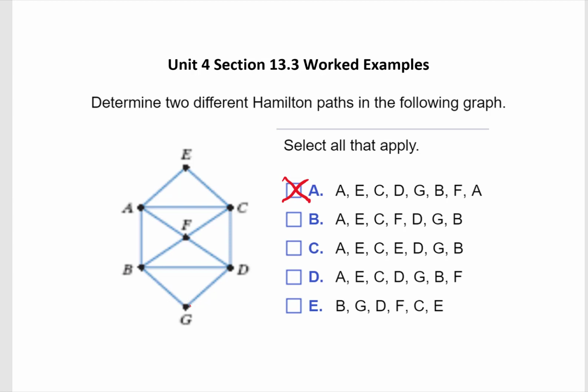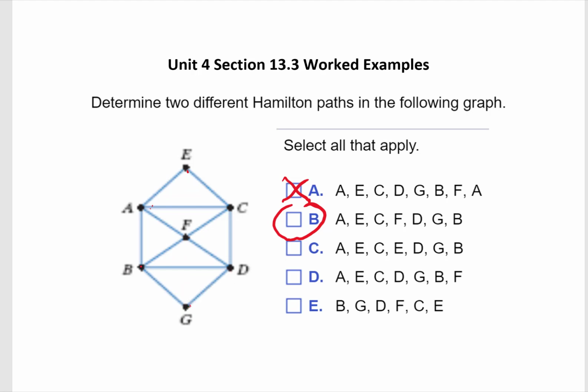So it says start at A and then go to E, and then from E go to C, from C go to F, from F to D, to G, to B, and we're good. We've hit all the vertices, so that's a possibility. Let's take a look at the other choices.